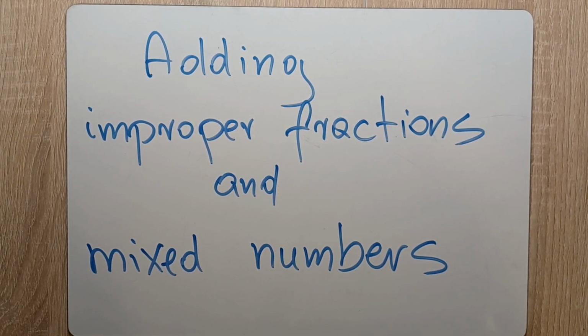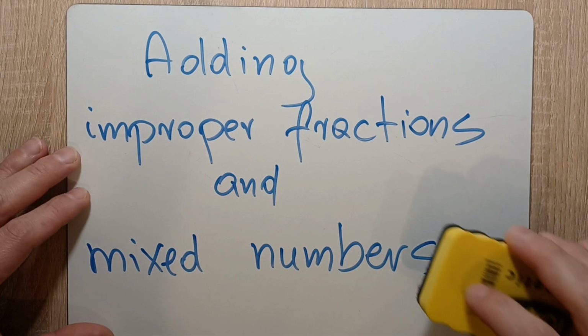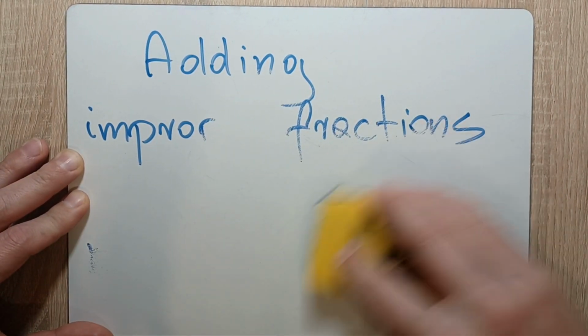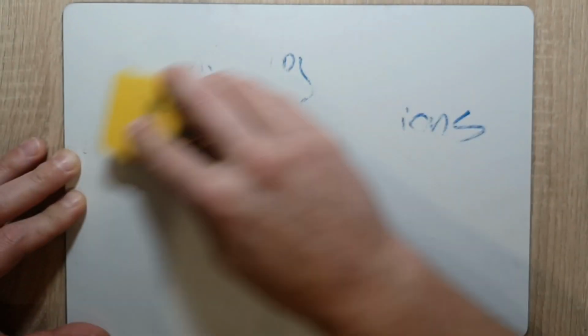Welcome everyone. In today's lesson, I would like to teach you about adding improper fractions and mixed numbers. So let's start. If you don't know or don't remember the basic rules about adding fractions with the same or different denominators, please come back to my previous lesson and then you can review and or learn all the rules there. Today I want to move on. So let's start.